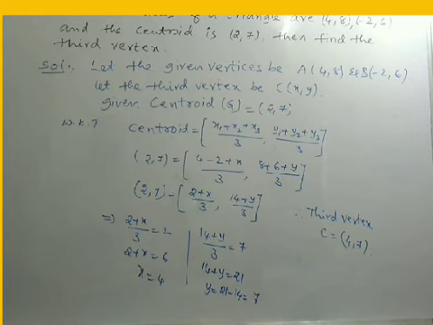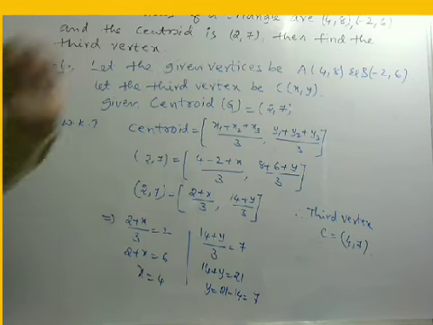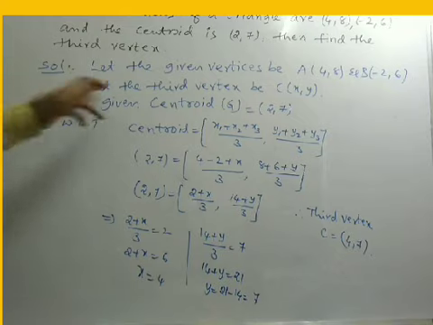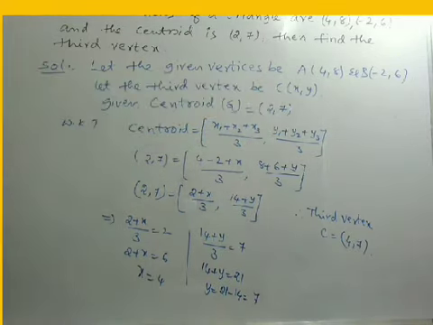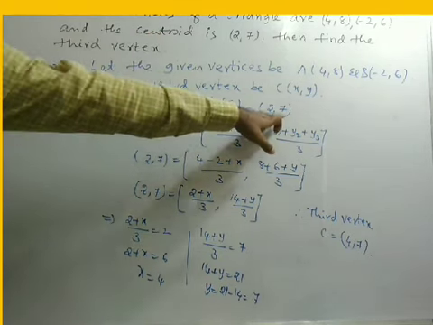Coming to the solution, first of all assume that the given two vertices are capital A and capital B. Hence let the given vertices be A (4, 8) and B (-2, 6). Since we need to find the third vertex, assume the third vertex be capital C (x, y). Also it is provided that the centroid, denoted with capital letter G, is already given as (2, 7).